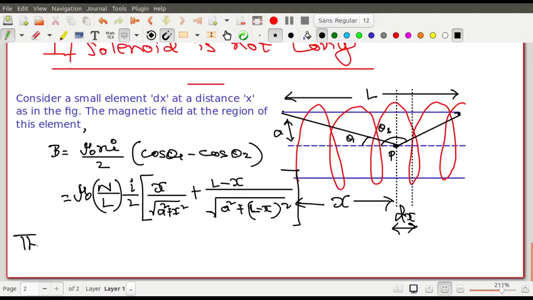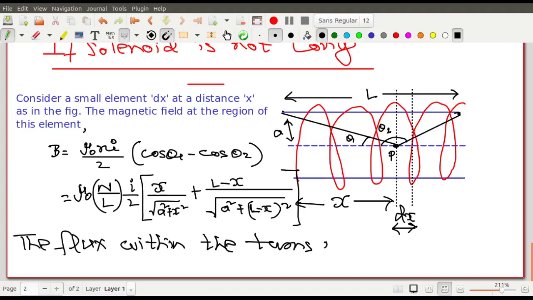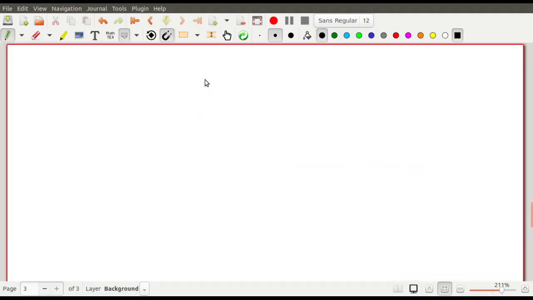এইবারে the amount of flux linked with the turns within dx, আচ্ছা এইটুকু জায়গায় কতটা ফ্লাক্স থাকছে? What is the flux within this region? What is the flux in this region? Let us try to find out what is the flux.